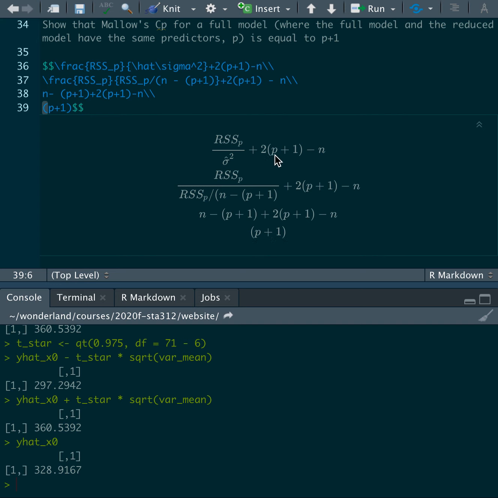Just again to mention why this is a p plus 1 instead of just a p like your book has: I'm saying that p is equal to the number of predictors, and I think they're parameterizing p as the number of parameters in your model. If p is the number of predictors, then p plus 1 is equal to the number of parameters because you always have one more parameter than predictor, since you have an intercept. So that's the difference, but the math will work out exactly the same if you parameterize it the other way.